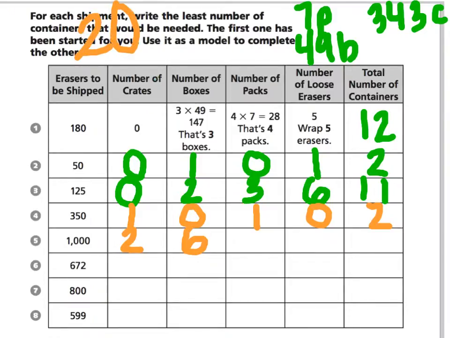So now I need to think about how many times 7 would go into 20, and I know that that is 2. And 20 take away 14 would be 6. So I know that I need to have 6 loose erasers. So adding that all up, I know that 2 plus 6 is 8, plus 2 more is 10, plus 6 more is 16. So use these strategies in order to figure out how many crates, boxes, packs, and loose erasers you're going to need for number 6, 7, and 8.